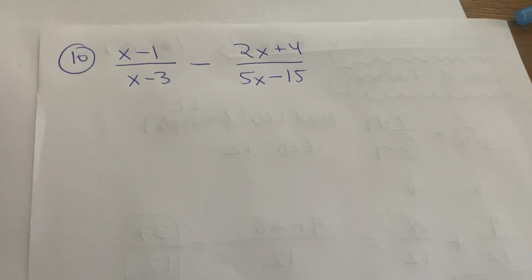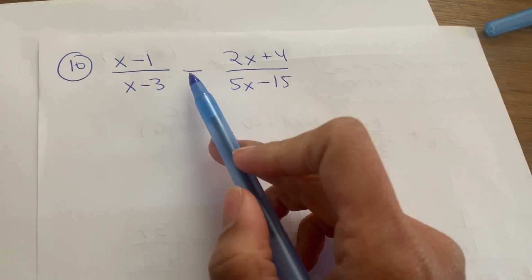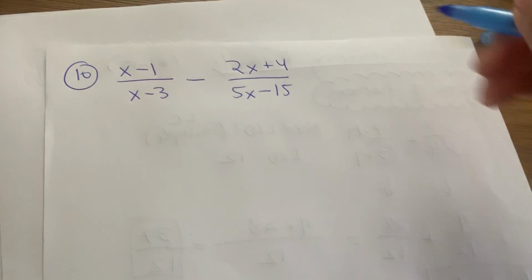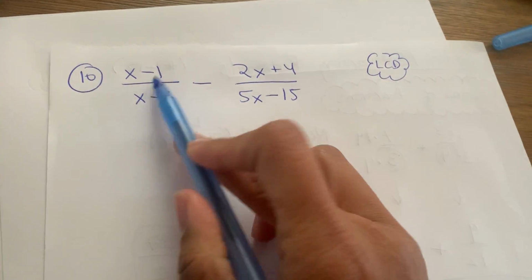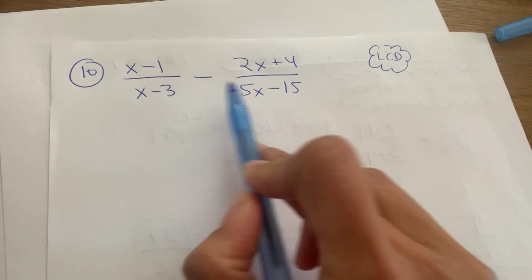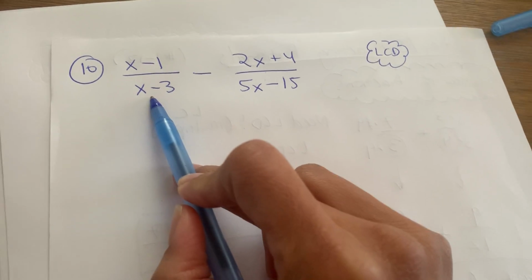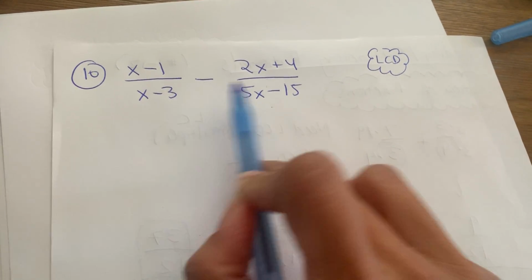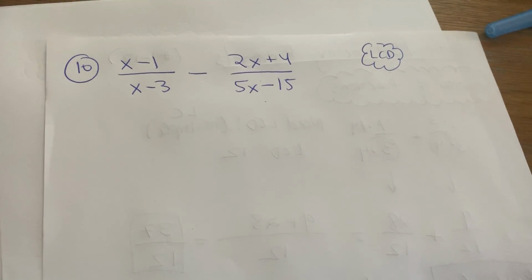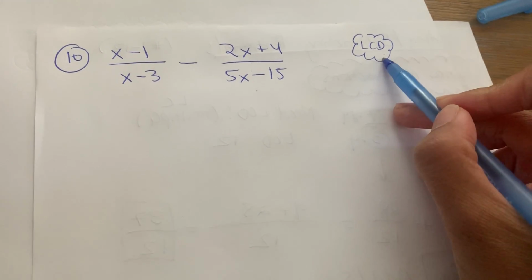All right, let's do the next problem here. Notice this is subtraction, so in my head, I'm thinking to myself that I need a lowest common denominator in order to combine two fractions. I'm looking at the denominators and I say, oh snaps, x minus 3 and 5x minus 15 are not the same denominators, so that means I gotta do work. I need to find the lowest common denominator.